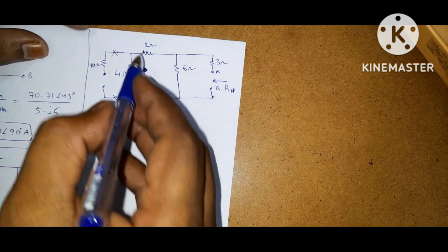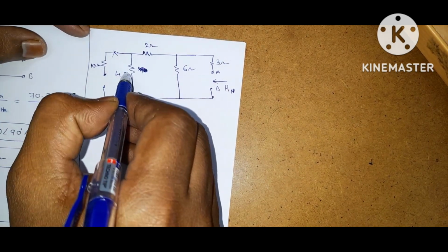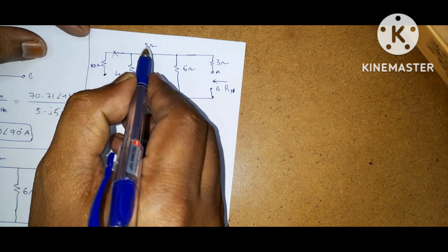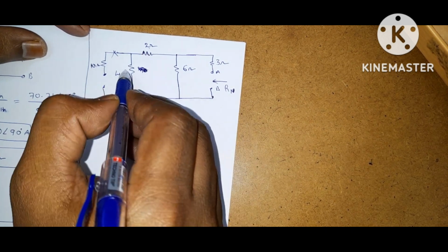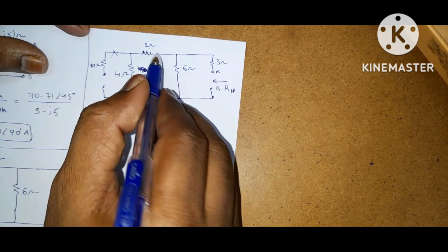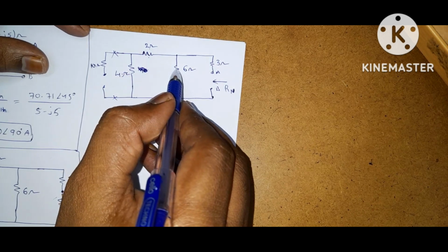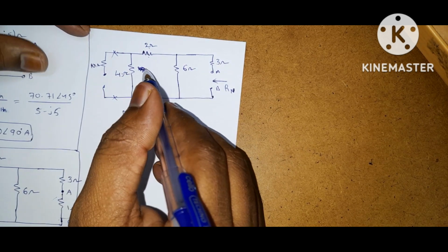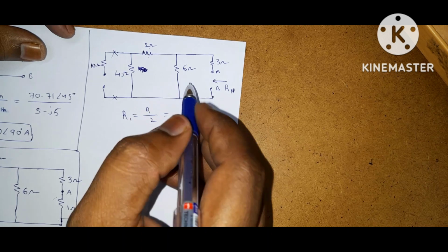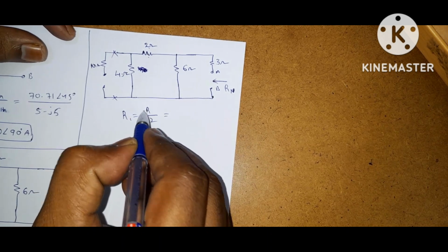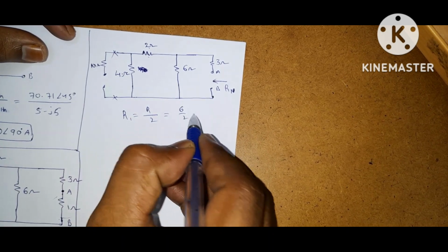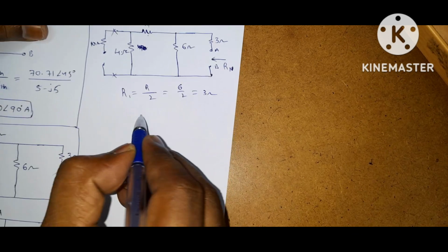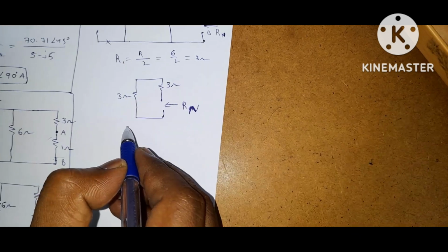resistance. Now this 2 ohm and 4 ohm are connected in series. So what is the equivalent? 2 ohm plus 4 ohm, 6 ohms. 6 ohms and 6 ohms are connected in parallel. If two resistors of equal value are connected in parallel, what is the equivalent? The resistance divided by 2. So 6 by 2, you will get 3 ohms. So the circuit becomes like this.